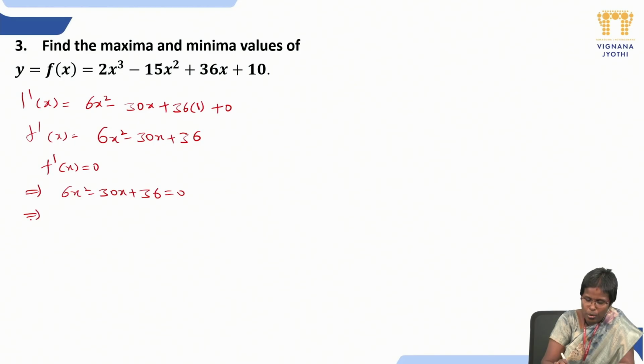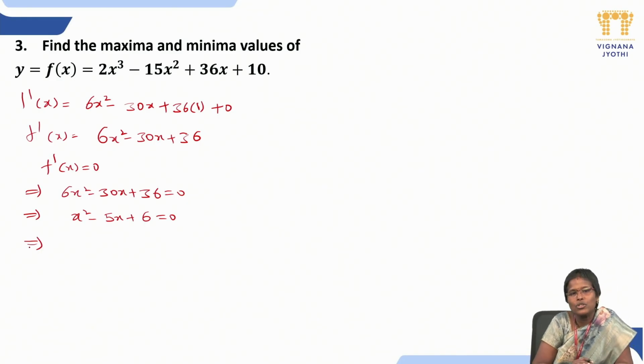If we take 6 common, what are we going to get? X square minus 5x plus 6 equals 0. Right? Is it clear? X square minus 5x plus 6 equals 0. So, whatever the given function is, I found the derivative and I equate the derivative to 0. Why am I going to equate the derivative to 0? In order to get the stationary point.